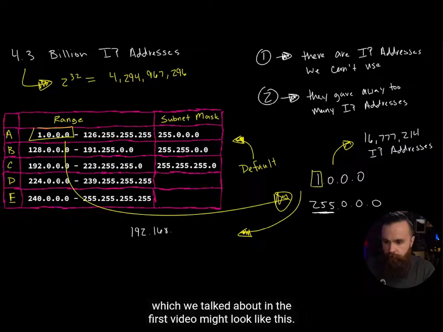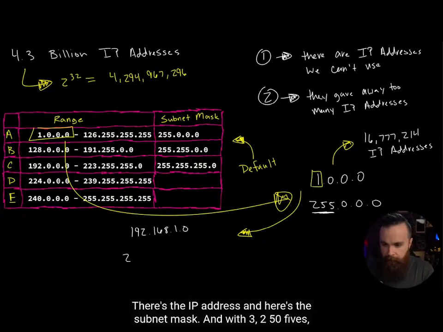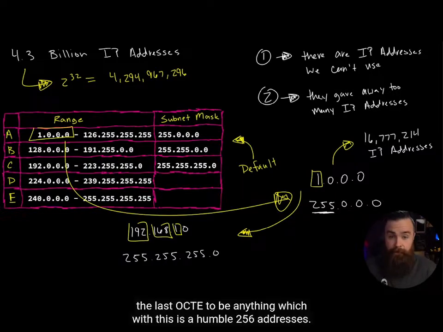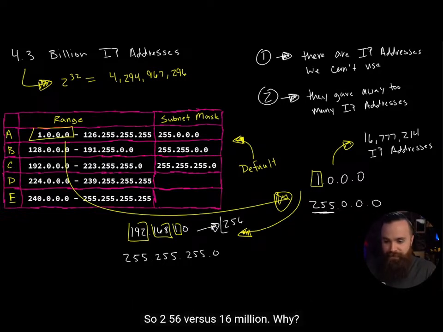especially when you contrast that with your home network, which we talked about in the first video, might look like this. There's the IP address, and here's the subnet mask. And with three 255s, we're locking in those first three numbers, leaving the last one, the last octet, to be anything, which with this is a humble 256 addresses. So 256 versus 16 million, why?